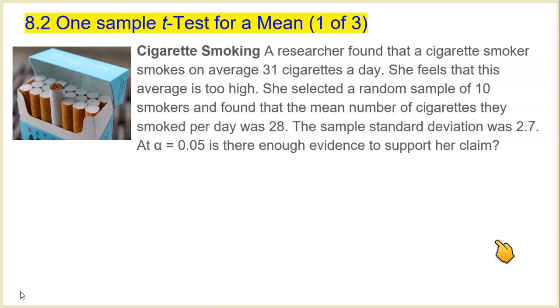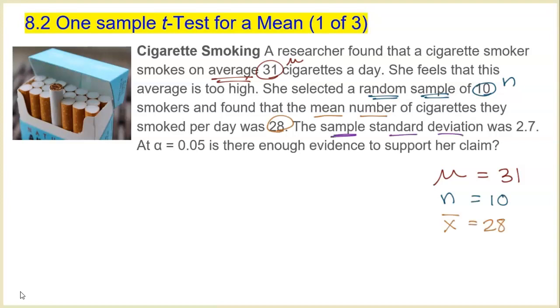And then we look at, well, there's certain information that we want to be able to identify every time, and that would be the population average, so the 31, the sample size, which is the 10 people, the mean of that sample, which is the 28, and then the sample standard deviation. So this time, instead of us having sigma, which is the population standard deviation, we have the sample standard deviation that was given, which is 2.7.